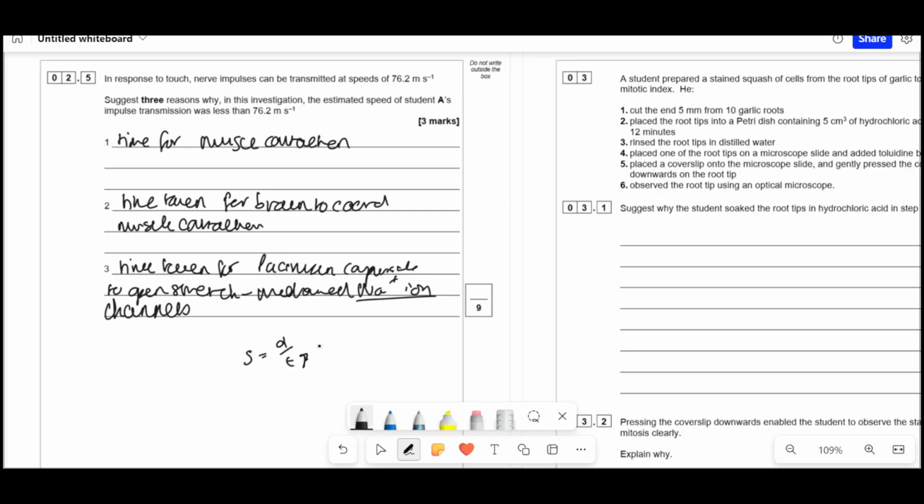So if you increase the time, because you're dividing here, it's on the bottom, that's going to make the speed go down. So because they've told you that the speed is lower, it must mean that the time's gone higher. Because in this other question, you can't talk about the estimates of the nerve pathway because that's not mentioned in the experiment, how they did that.